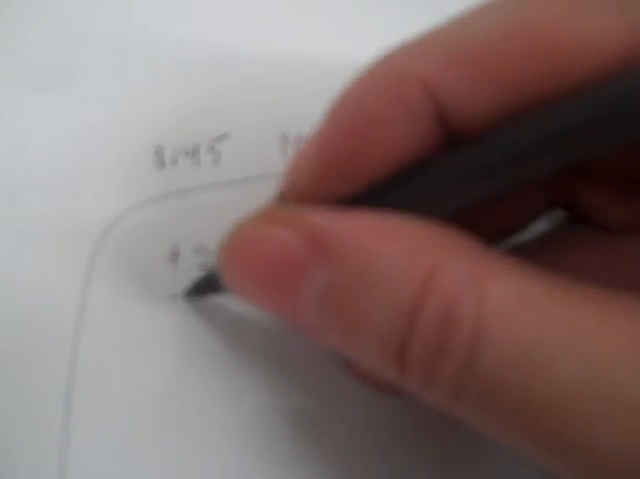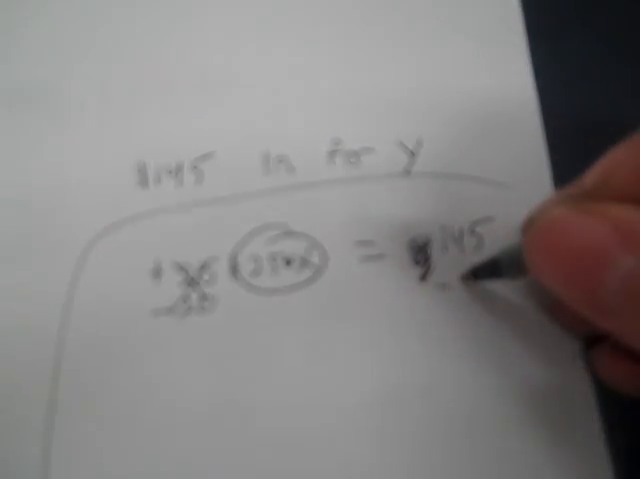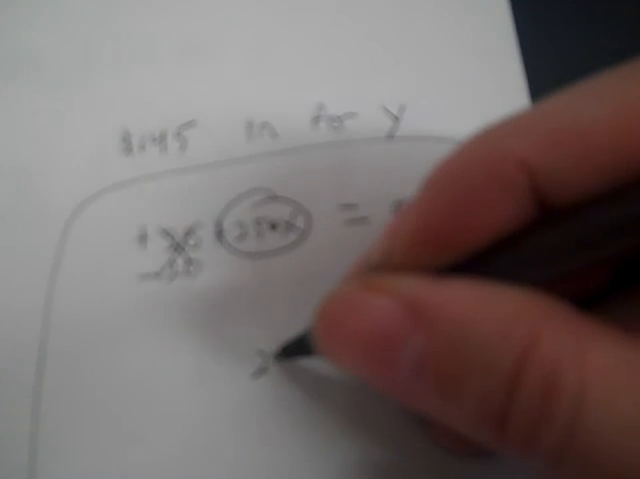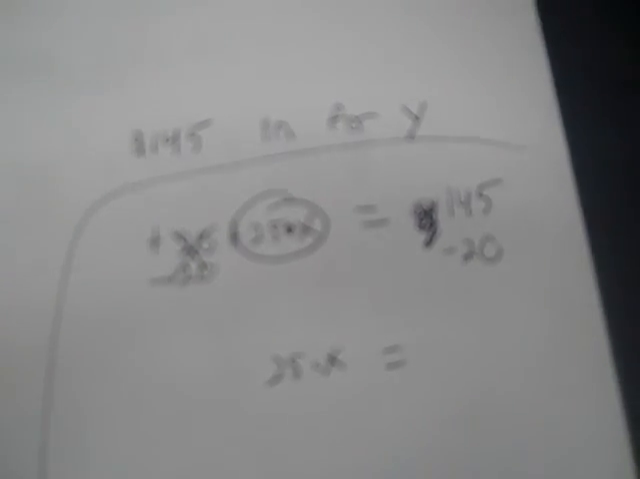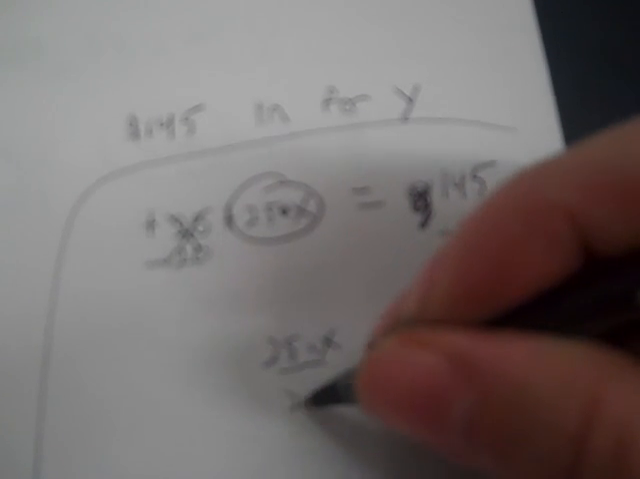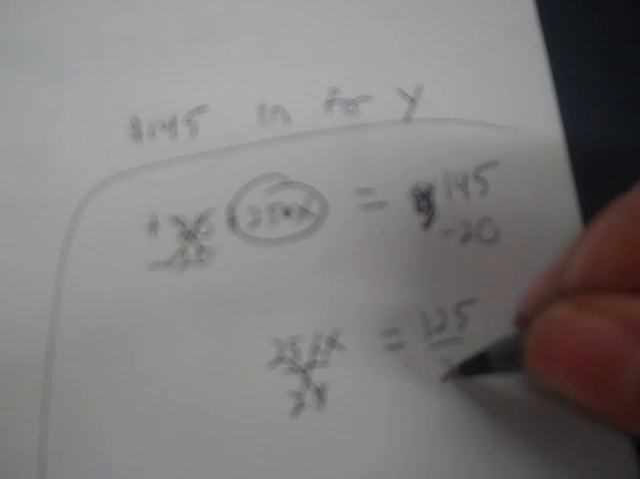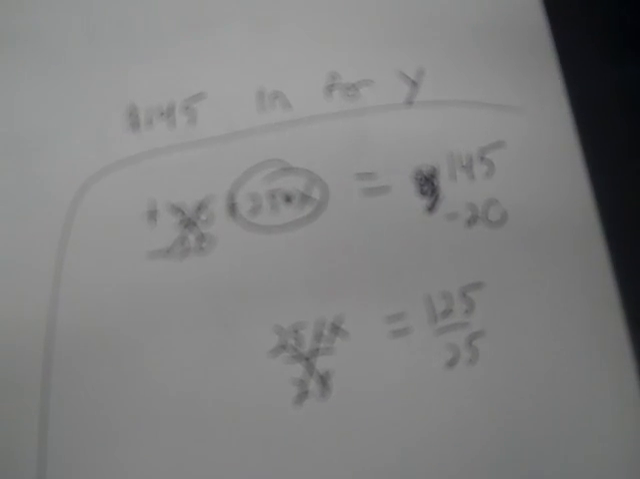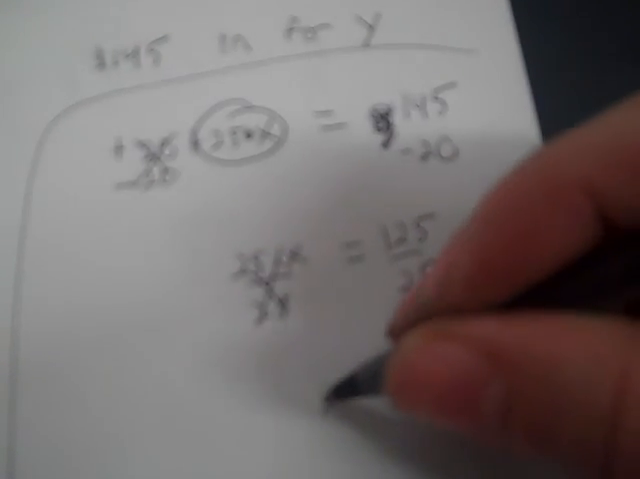Well, that means I got to solve for this X, which is not isolated. It's not by itself, so I need to dot it and circle it. I need to put a plus there and minus 20 from both sides. I have 25X here, and then 145 minus 20 is 125. And then it's time to divide. And 125 divided by 25 is 5. So X equals 5. So why don't you put that down here, 5 hours.